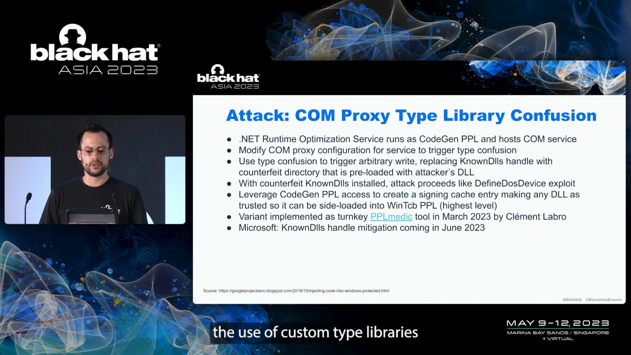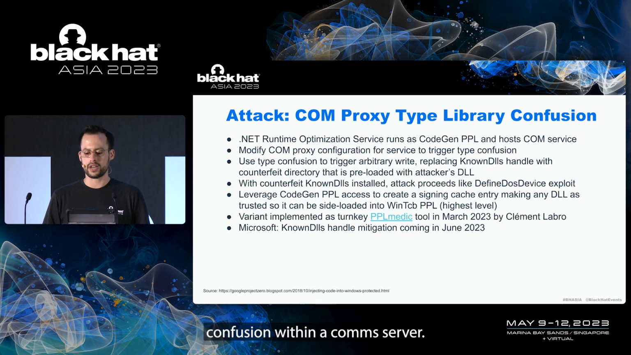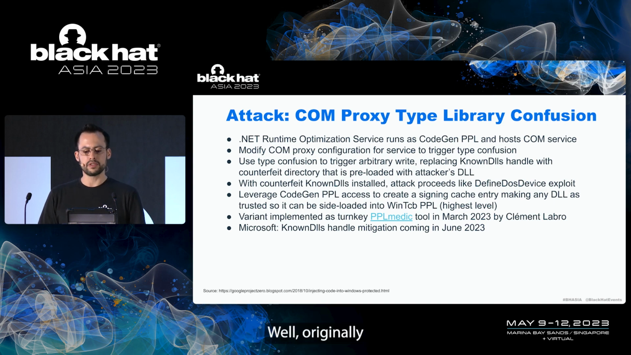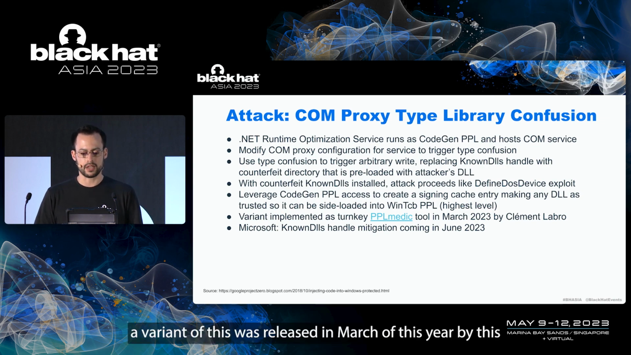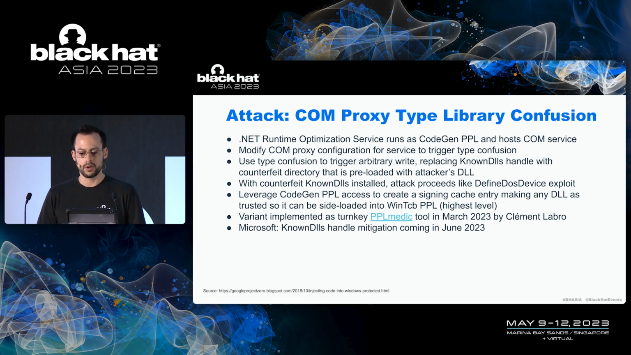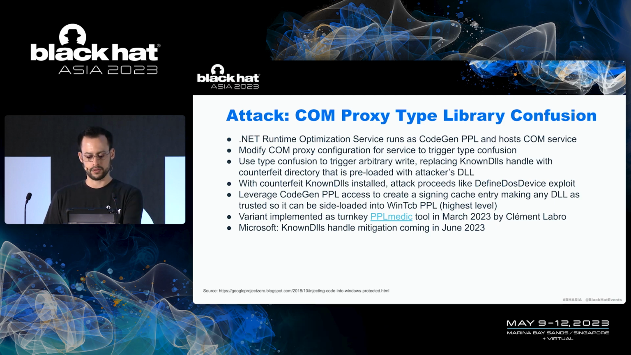So the final attack involves the use of custom type libraries, or TLB files, that are intentionally crafted to trigger type confusion within a COM server. This leads to memory corruption and can enable an attacker to install a known DLL's handle value of their choosing within a protected process, or PPL. While originally documented by James Forshaw and Alex Ionescu in 2018, a variant of this was released in March of this year by the author of PPLdump, Clément Labro, as a turnkey tool that he calls PPLmedic. Microsoft said that they are working on a mitigation for this, for known DLL handle tampering, and it's going to be shipping in June or July of this year.